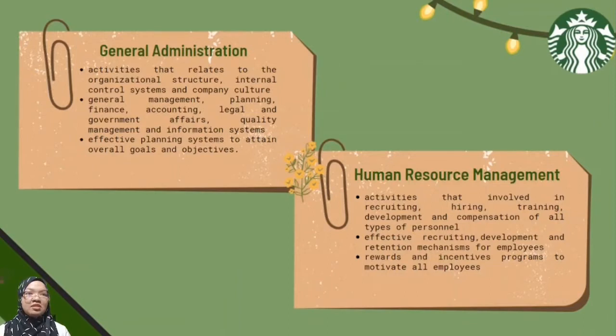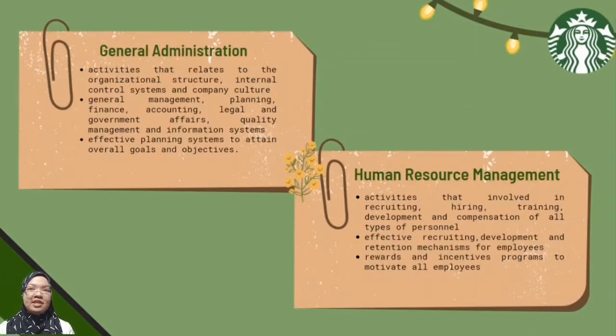General administration is also one of the company support systems to maintain business daily operation as well as the place for business decisions to take place. Therefore, an effective planning system should be considered to attain overall goals and objectives, so it will contribute to the company's overall performance. Next is the management of human capital.